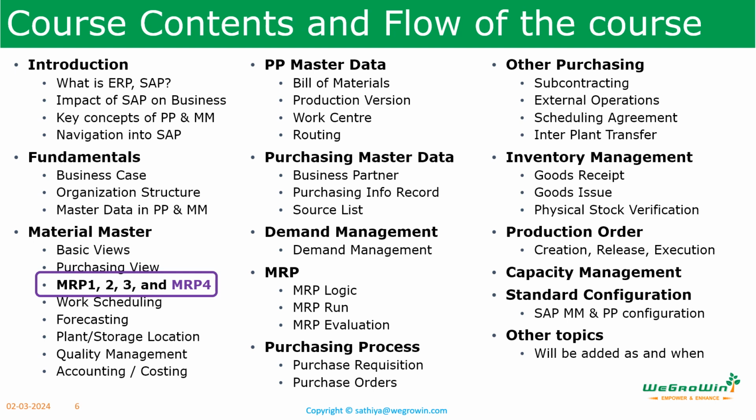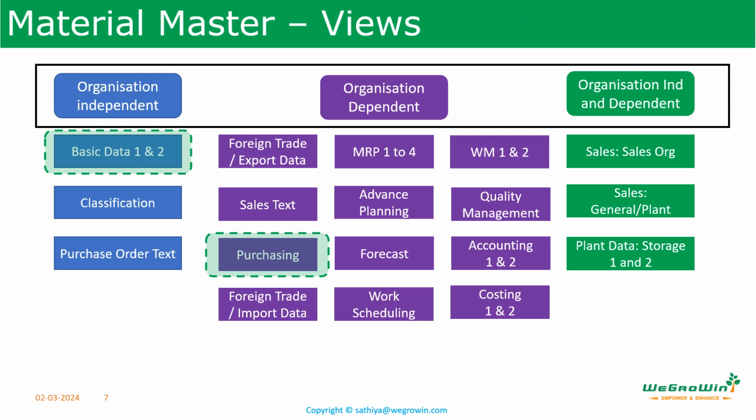Okay, we continue the course with a discussion on MRP4 view parameters. So far, we created basic data 1 and basic data 2 views that are organization independent. And then we created the purchasing view, which is plant specific. After this, we created MRP1, 2, and 3, which are plant specific and storage location specific. Now we will discuss MRP4 view, which is plant specific and storage location specific.